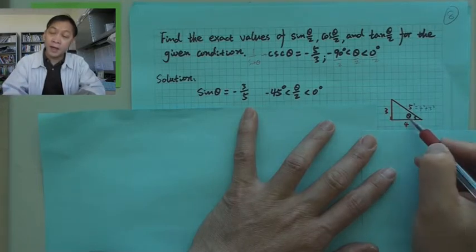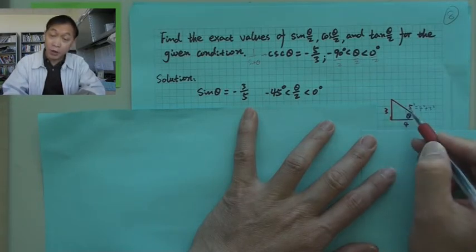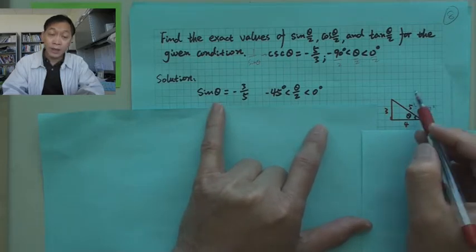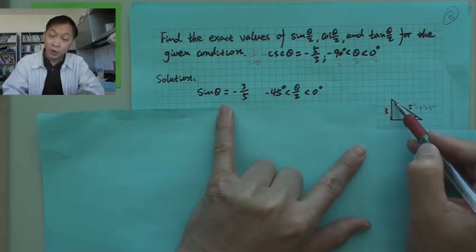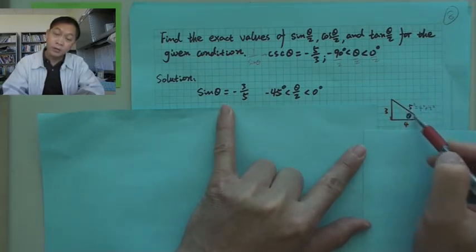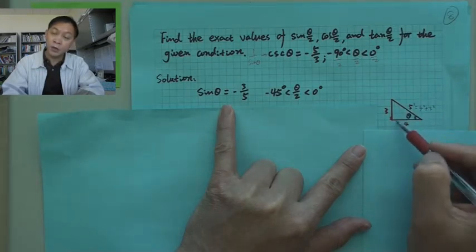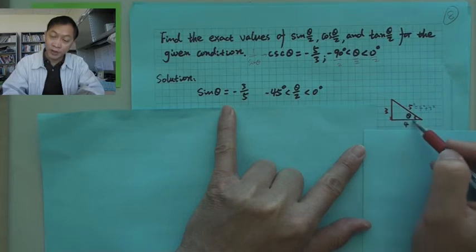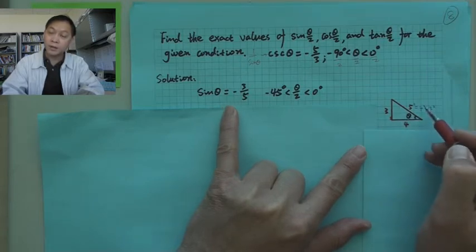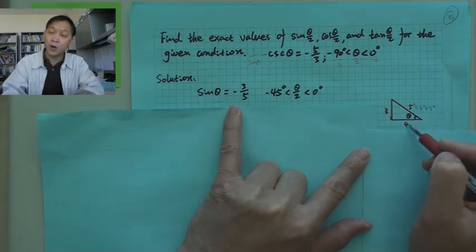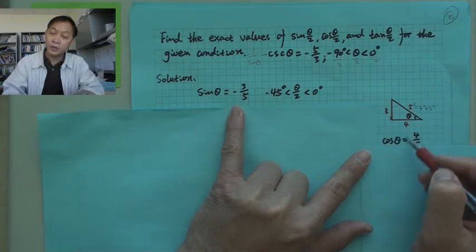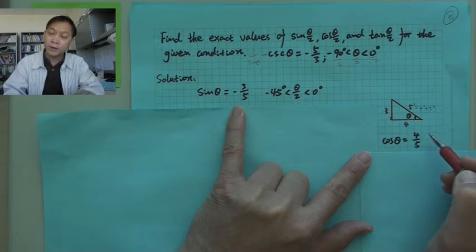And again, theta has to be here, not here, because sine theta is always opposite side over hypotenuse. If it's opposite over adjacent, that's tangent. 3 over 4 is tangent theta. So again, then we have 4 over 5. It's cosine theta. That's 4 over 5.